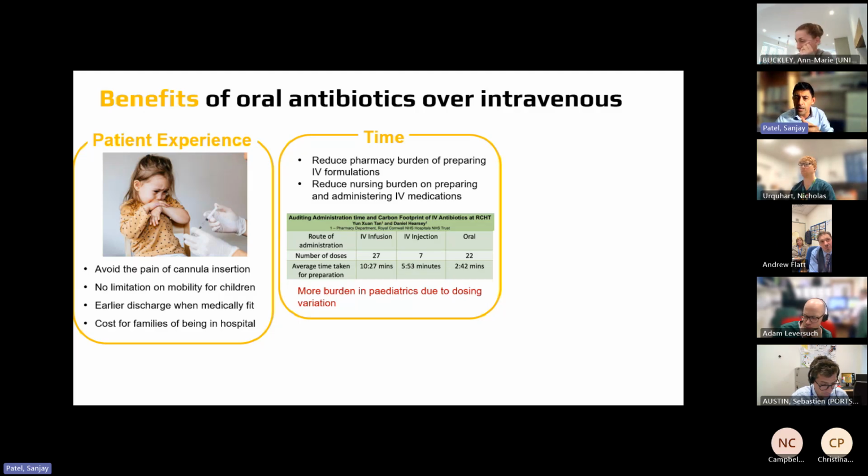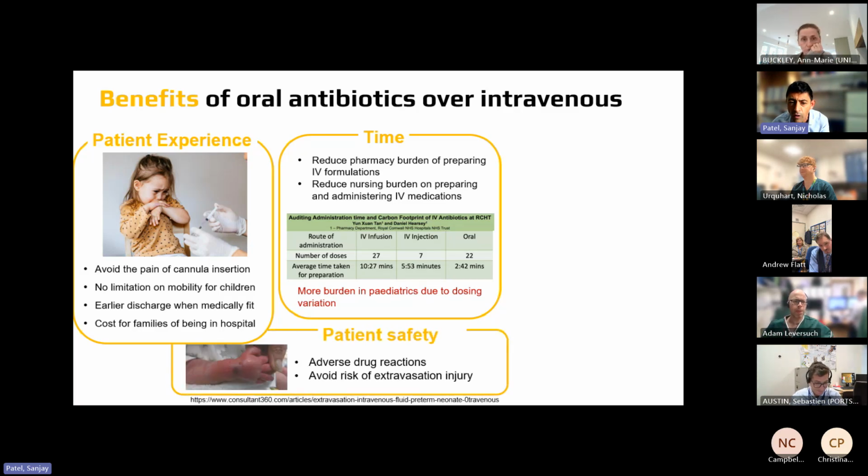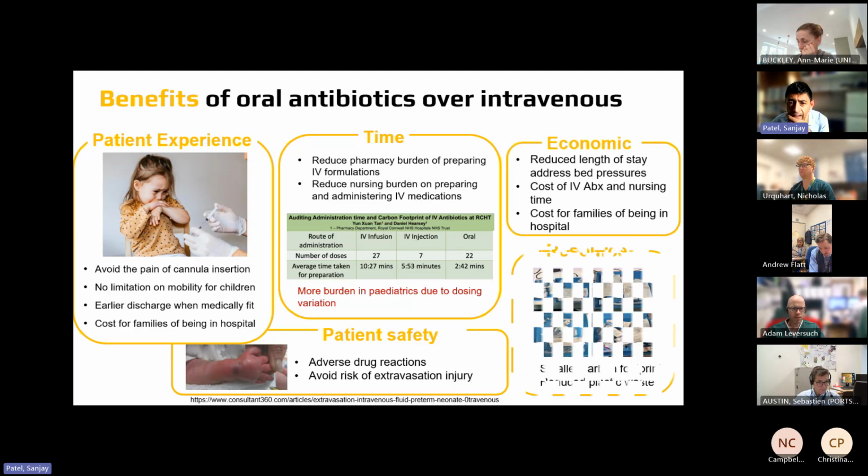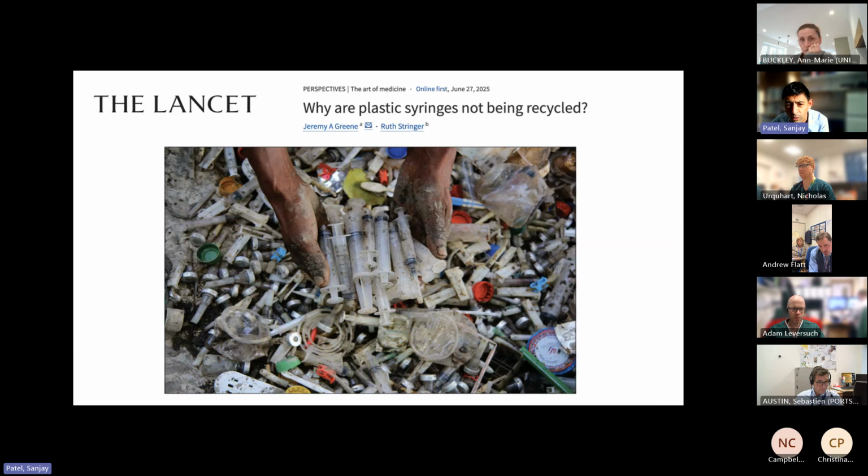So, we're creating a rod for our own back by pushing IVs when the IVs then take so much time for our nurses to give. Obviously, extravasations, especially with certain types of drugs. Health economics with length of stay, costs of drugs, bed pressures. And then this bit is awful.